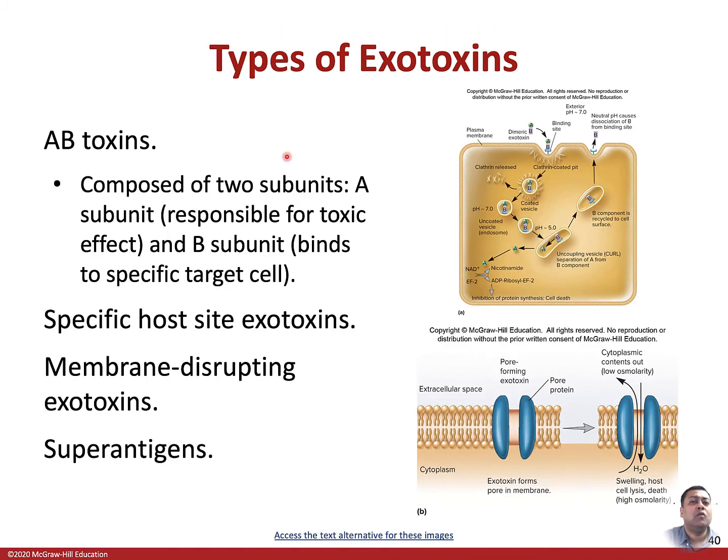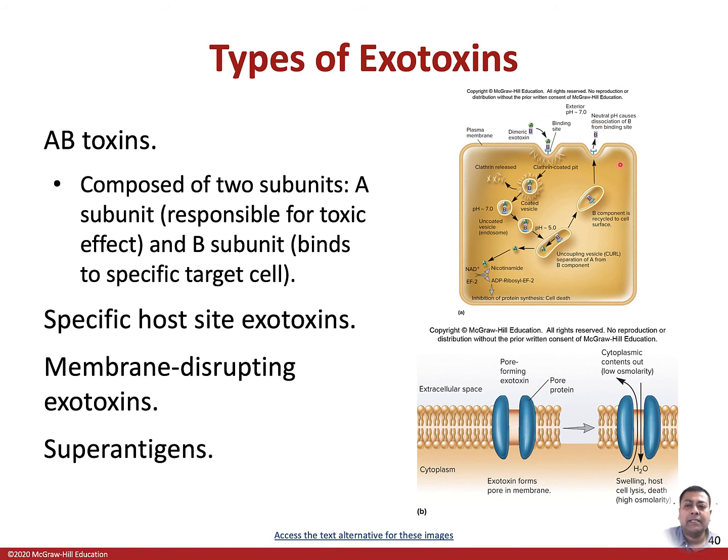So here we are looking at the type of toxins which we just saw in the previous table, that is, what are these AB toxins. These AB toxins are produced with 2 subunits. The A subunit is responsible for the toxic effect, and the B subunit binds to the specific target cells. These are specific host site exotoxins. They could be membrane disrupting exotoxins as well. And we'll come to the superantigen in a second. So let's take a look at how these AB toxins work.